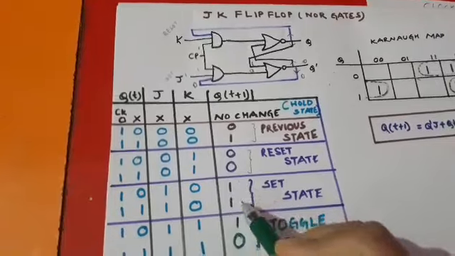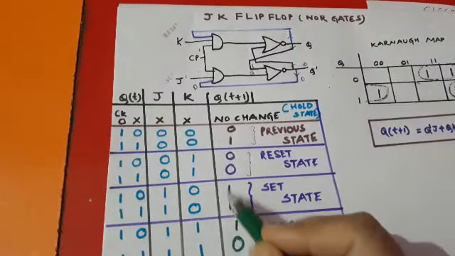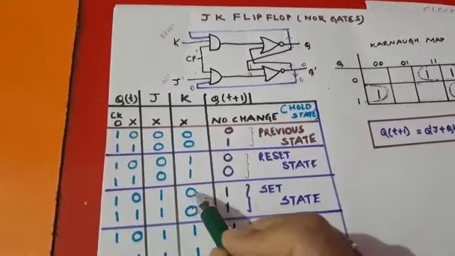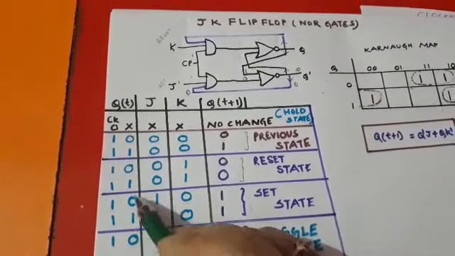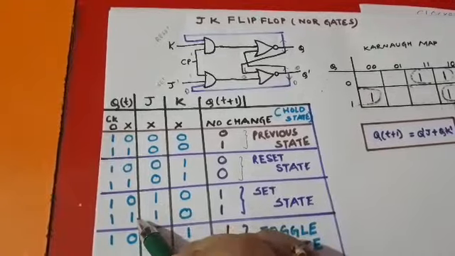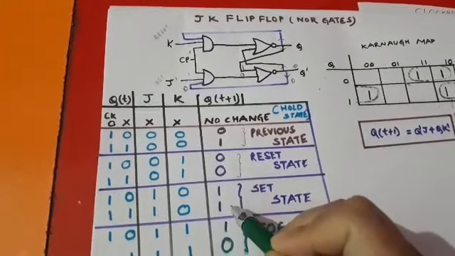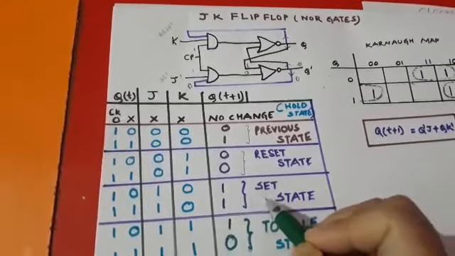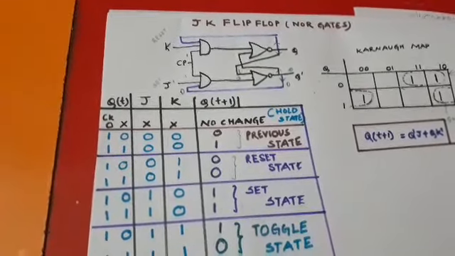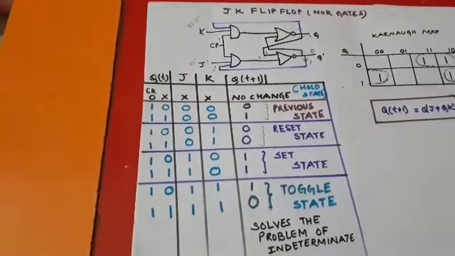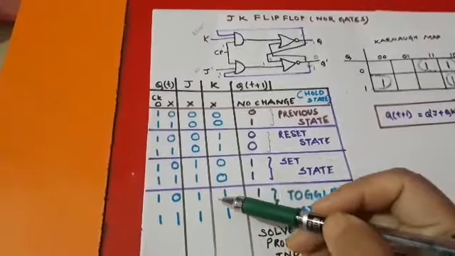Now, after solving these two rows, we find that whenever the combination is 1 and 0 for J and K, no matter what the previous value is, be it 0 or 1, we get our new Q(t+1) equal to 1. And because it is becoming 1, we call it the set state. Now we are left with the last two combinations.